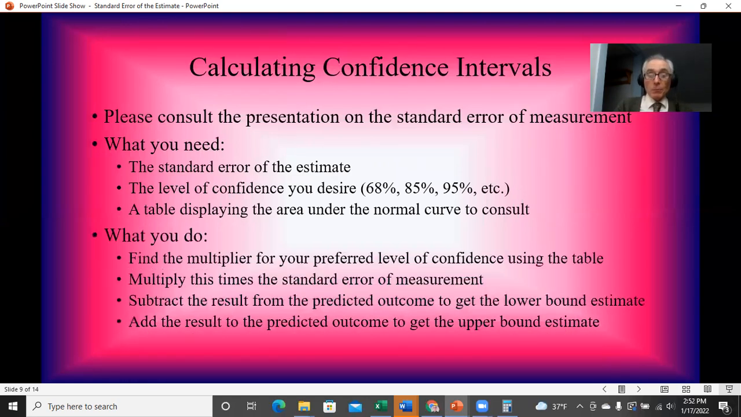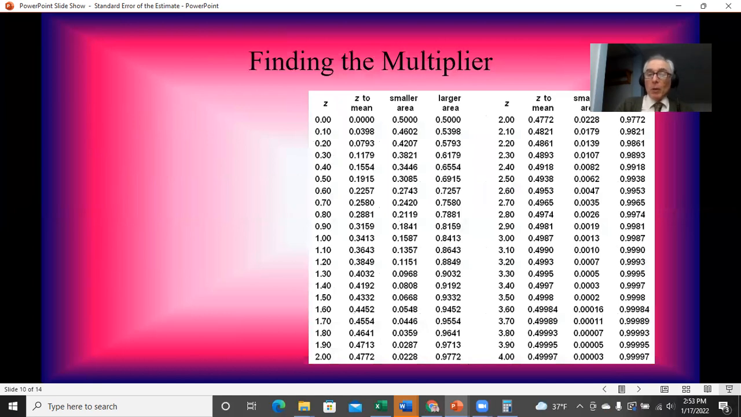That's it. And all you do is use that table to find the multiplier. I'll show you that again. Multiply it times the standard error of the estimate, and then you take whatever the prediction is and you subtract it. There's the lower bound estimate. Add it to what you got. There's the upper bound estimate, and that's it. So the multiplier, this is a simple table to use. You can find these in any statistics book, all over the internet, your call.